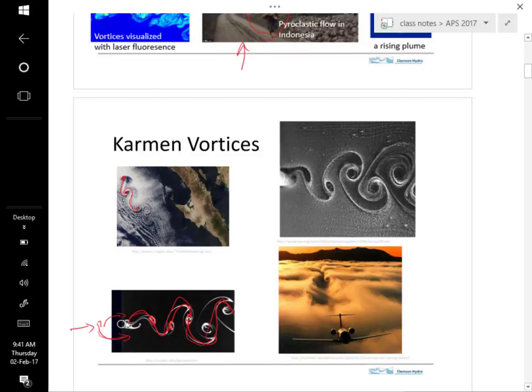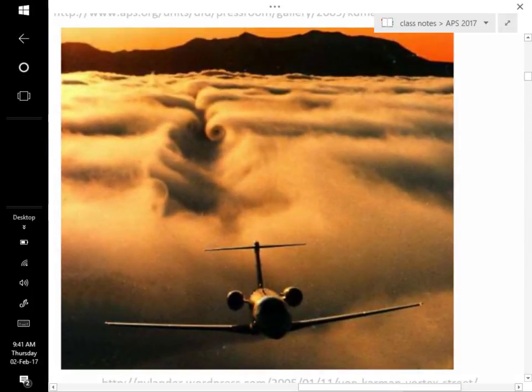These examples, including this one, are all a flow with an immovable object in it. But the same or similar thing happens when the fluid is relatively stationary and the object is moving through it. And this is an example of that. Here's some Kármán vortices that are shed off of this airplane. You can see this guy back here.